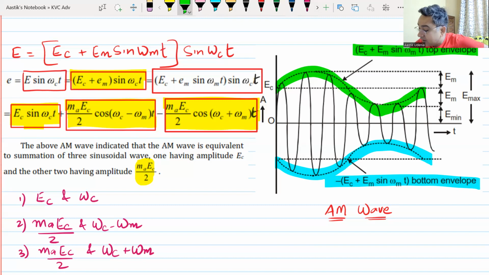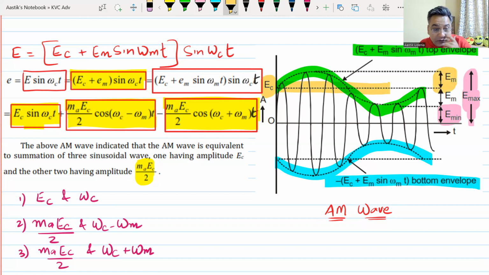This is E min. This is E max. Everything is beautifully drawn here. This is your E_C. Do you see your E_C? Yes, sir. And the difference between E_C and E max will give you the value of E_M.